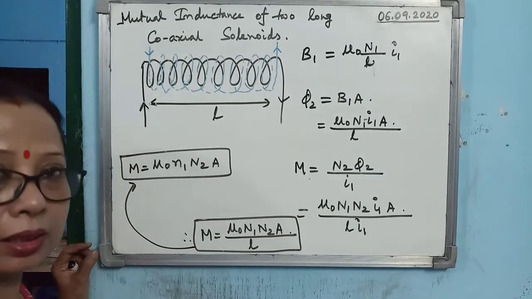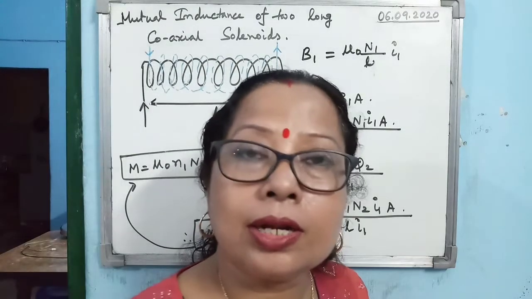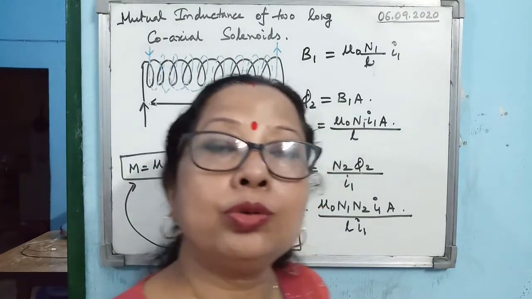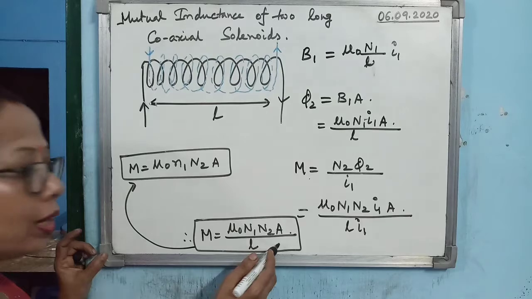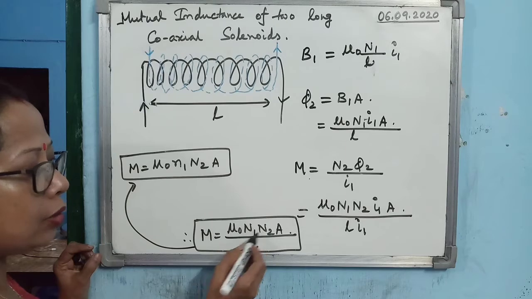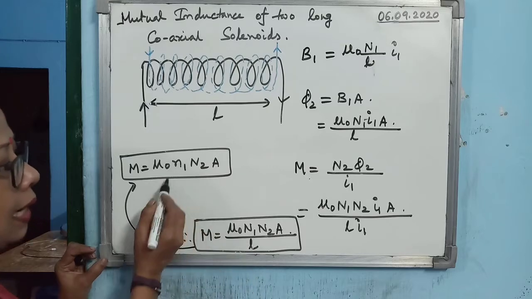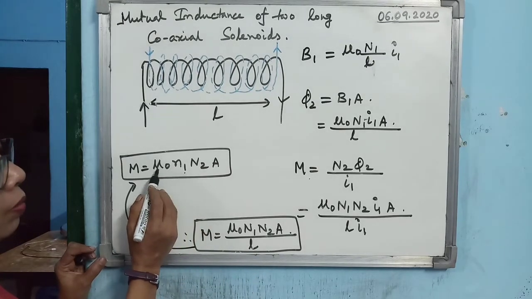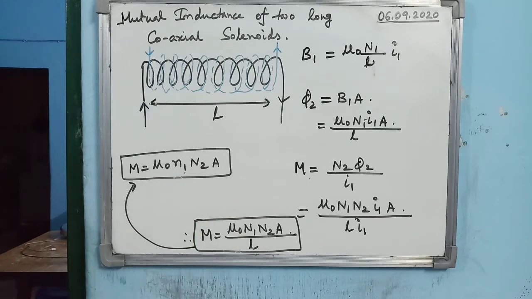But please do learn the derivation for coefficient of self-inductance of a solenoid, single solenoid, as well as coefficient of mutual inductance of two long coaxial solenoids. And what is the final result we have got? That mutual inductance is given by mu 0 N1 into A by L, where N1 and N2 are the total number of turns in the primary and secondary, and one can write N1 by L as small n1 also. So in that case it will be mu 0 small n1 big N2 A, and small n1 is the number of turns per unit length of the primary, and N2 is the total number of turns of the secondary.